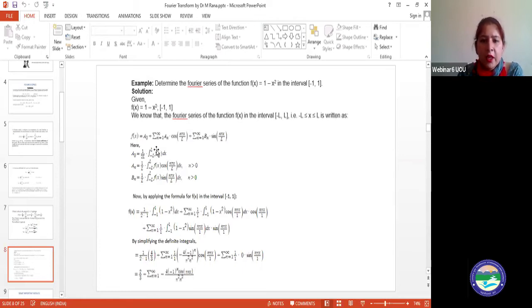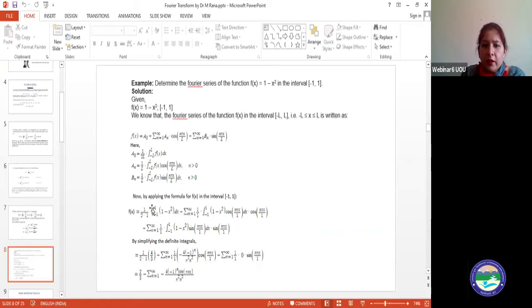Now we have to put the value of f(x), and here f(x) is 1 minus x square. So by putting the value of 1 minus x square, we'll get f(x) equal to 1 upon 2L, where L is this one, 1. So we'll write 1. And integration is from minus L to L, means minus 1 to plus 1, of 1 minus x square dx, plus summation over n equal to 1 to infinity. Again, you will write here 1 by L, and again L is 1, so 1 by 1, integration of minus 1 to plus 1, f(x) is 1 minus x square, then we have cos(n pi x / L).